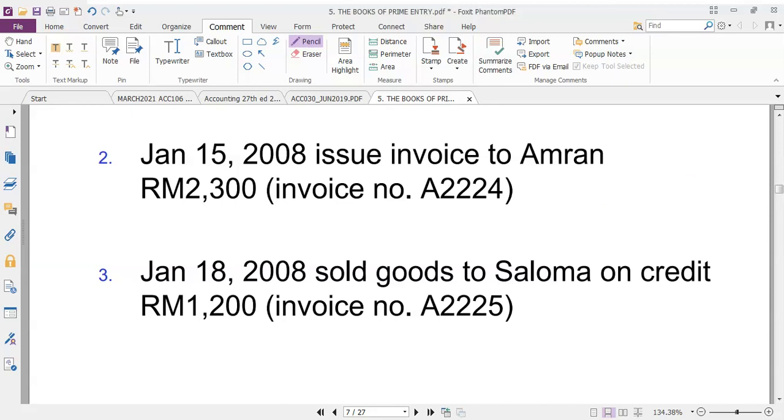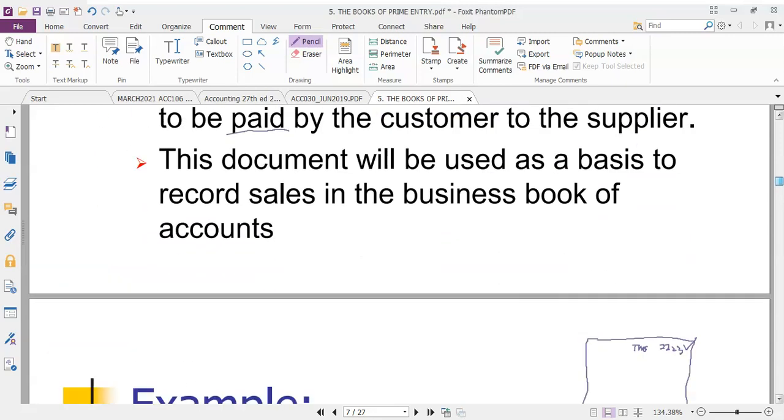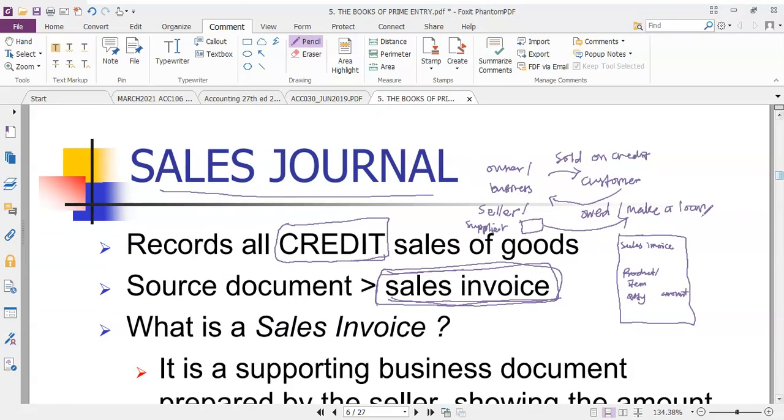Okay? Understand, class? Can you understand what I mean? Okay, kalau cash sales boleh masuk sales journal ke tidak? Tidak. Okay, the answer is no. Okay, very good. Only credit sale.